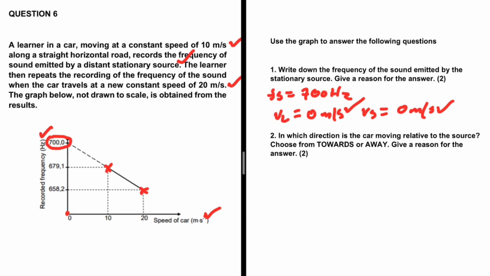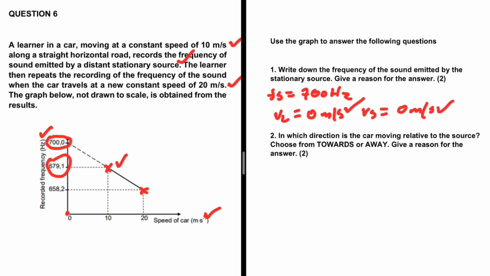The second question: in which direction is the car moving relative to the source? Choose from towards or away. Give a reason for the answer. So right, again, we need to answer this question basing it on the graph that we have. So take a look at this. I'm not sure if you realize, but when the speed of the car is 10 meters per second, the observed frequency is 679 hertz.